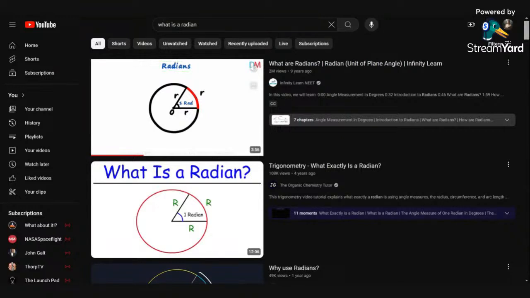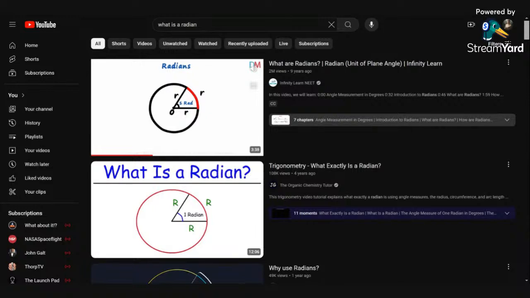Actually, there's radius everywhere around this angle. R, R, and that's probably why they call it radians. According to various scientists and mathematicians, this is a more logical way to measure angles. It's because we're measuring the angle in relation to the radius of the circle.